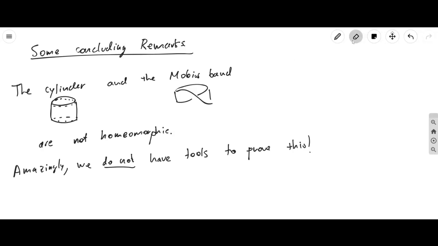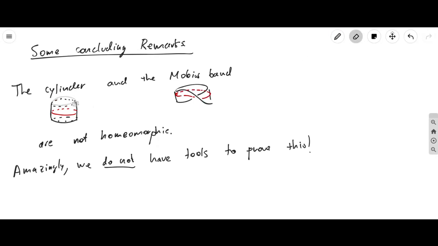It seems like an easy fact to prove, but if you try some of the standard arguments, like this is path connected, that is path connected, if you remove a point here and a point there, it's still path connected. You can try calculating the fundamental group, but the fundamental group of the cylinder can be homotoped to its belt, and the Mobius band can be homotoped to its belt.